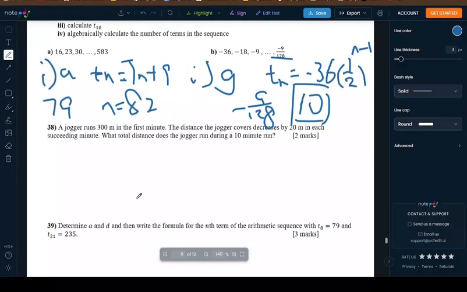A jogger runs 300 meters in the first minute. The distance the jogger covers decreases by 20 meters in each succeeding minute. What is the total distance the jogger runs? So the jogger is following an arithmetic sequence.